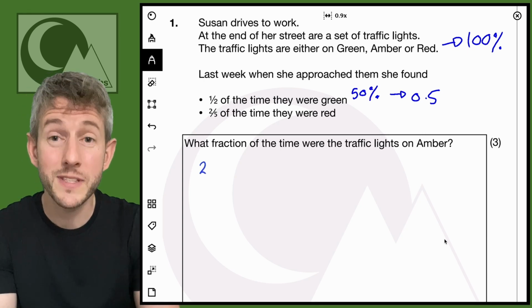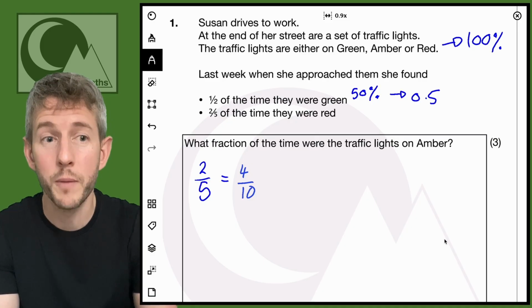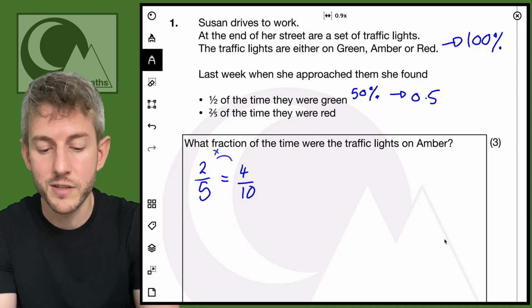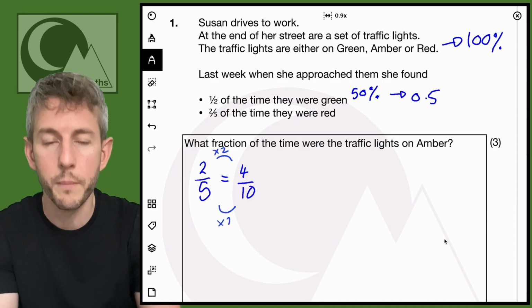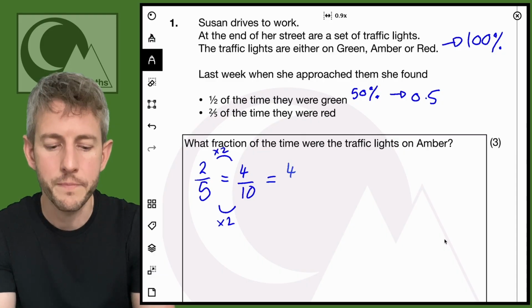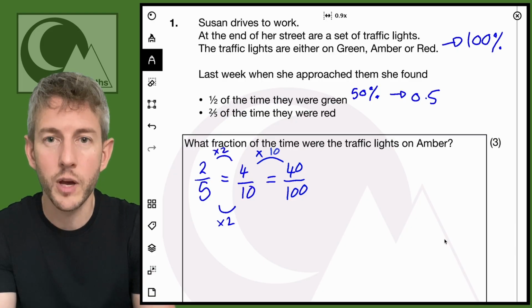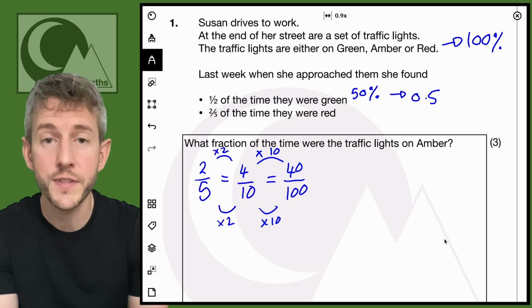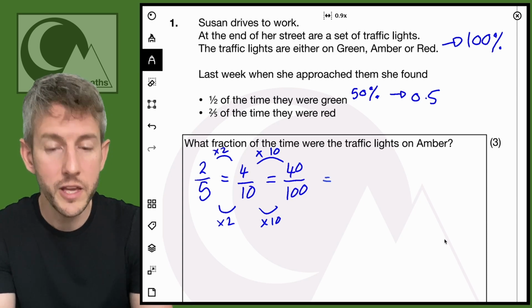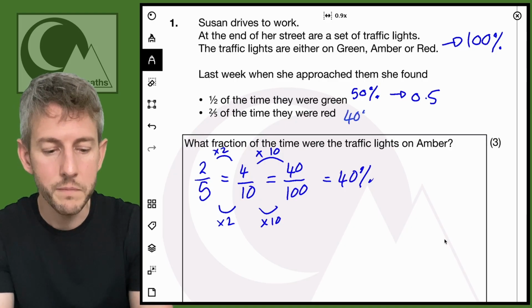So remember, a percentage is a fraction out of 100. So I've got 2/5 here. Now I know that that's going to equal 4 out of 10 because I've multiplied both of them by 2. So remember, fractions are equivalent if we multiply the bottoms and tops by the same thing. So now that means that this is also going to be equal to 40 out of 100. Okay, because we've times that by 10 and we've times that by 10. So here we go, we can see that 2/5 equals 40 out of 100, which means it equals 40%. Okay, so half of the time, 50%, they were green. 40% of the time, they were red.